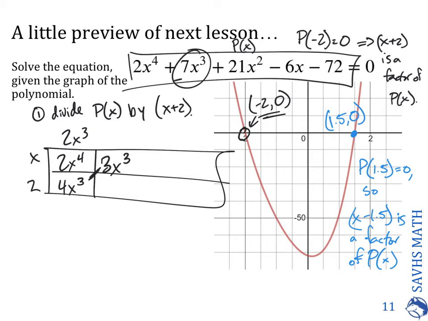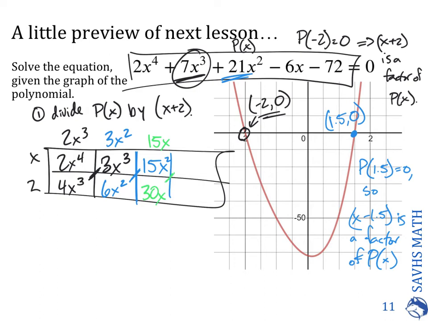These two together give you 7x cubed. That means that I'm going to put a 3x squared here. That means that I have to have 6x squared here. This together with this add to 21x squared. So what do I have to add to get there? I have to add 15 x squareds. That means that I have to have 15x on the top. And so then I have to have 30 x's here.